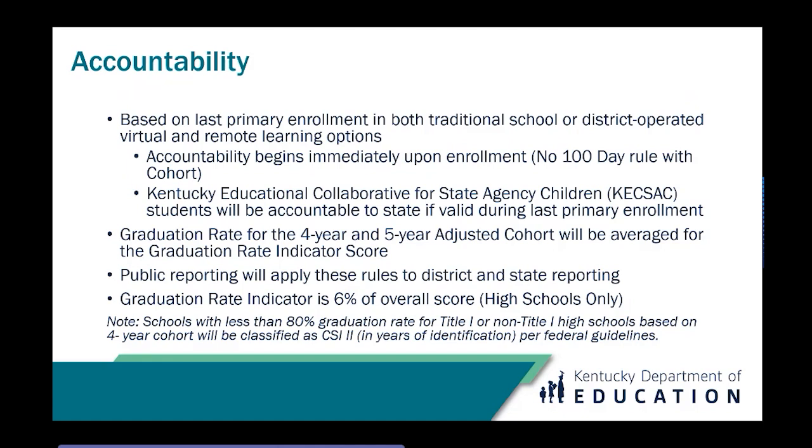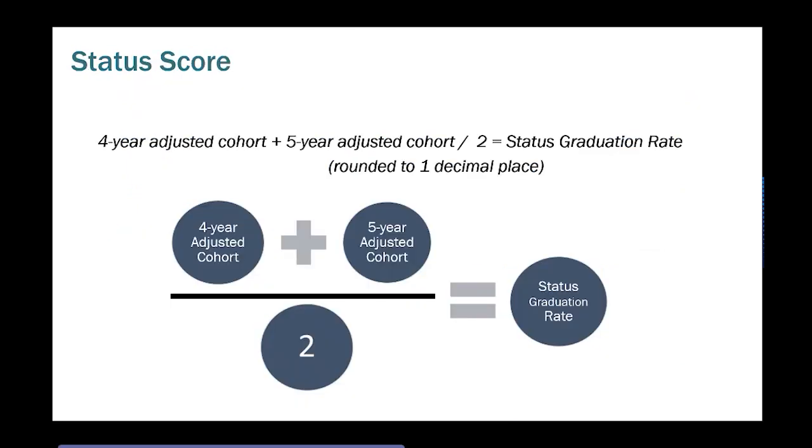Please note that schools with less than 80% graduation rate for Title I or non-Title I high schools, based on the 4-year cohort, will be classified as CSI 2 in years of identification per federal guidelines. Here is an example of how we find the status score for graduation rate. It is the 4-year adjusted cohort plus the 5-year adjusted cohort divided by 2. This number is then rounded to 1 decimal place.